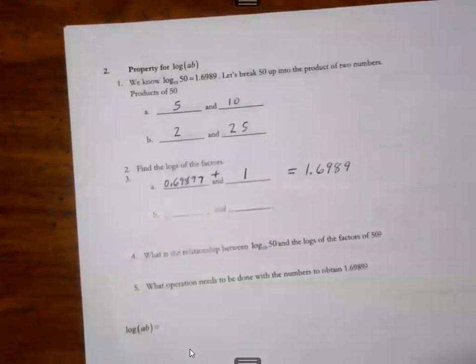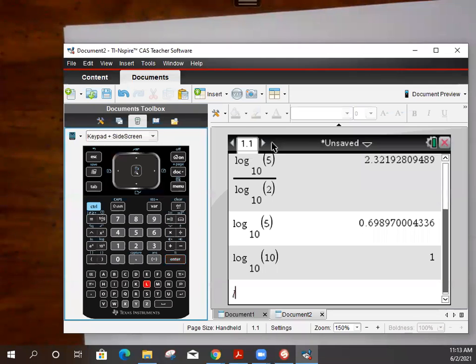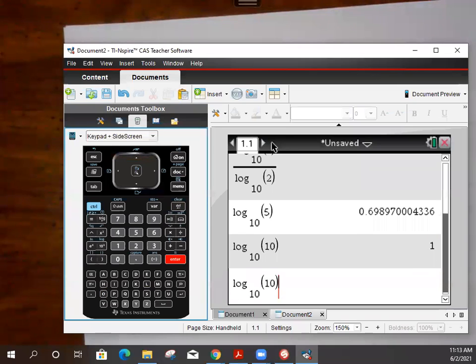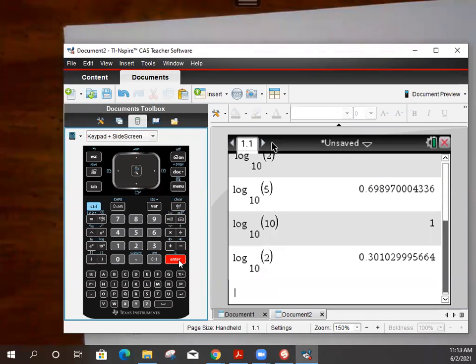All right, so let's do it. So the log of 2 base 10. All right, so notice what I did there in the TI-Nspire. If you arrow up and down, you can highlight something and then hit enter and it'll paste it, and then you can edit it. You can hit second enter and it should do the last entry.